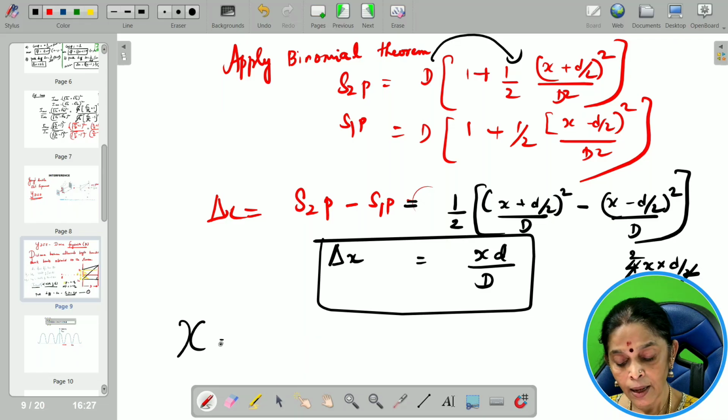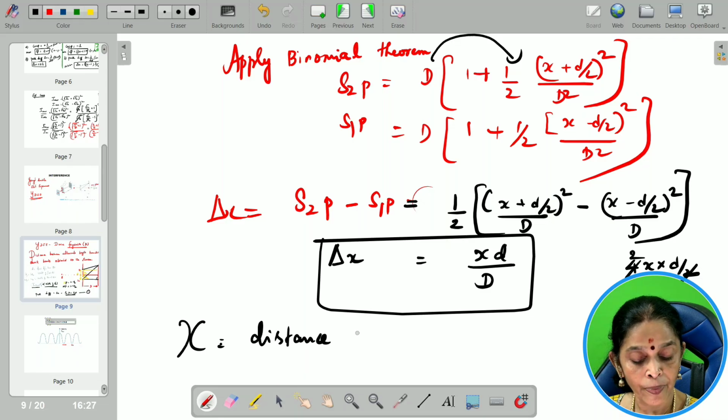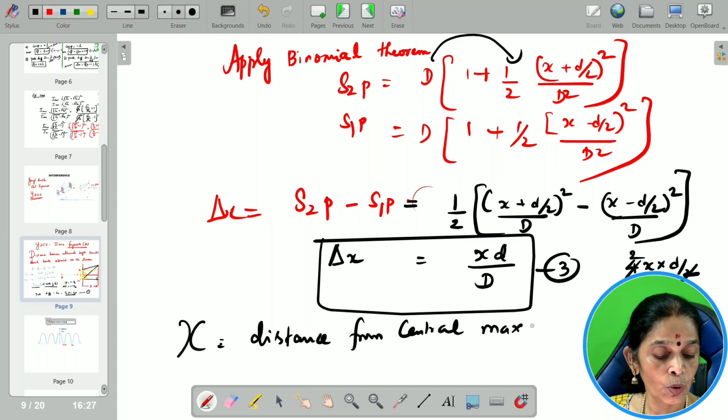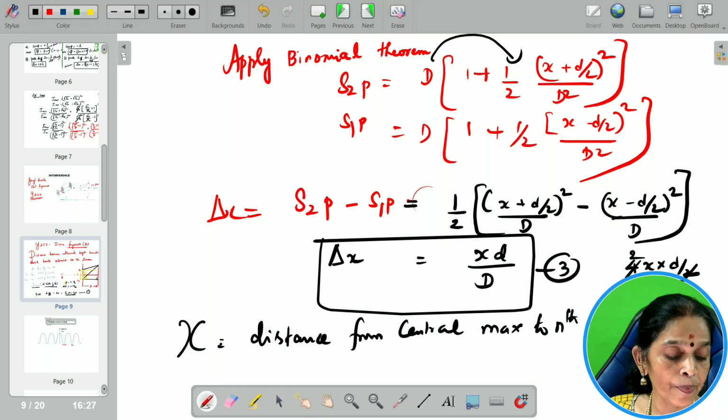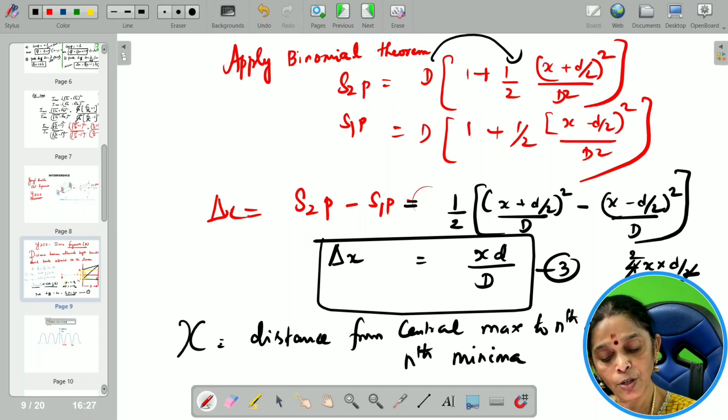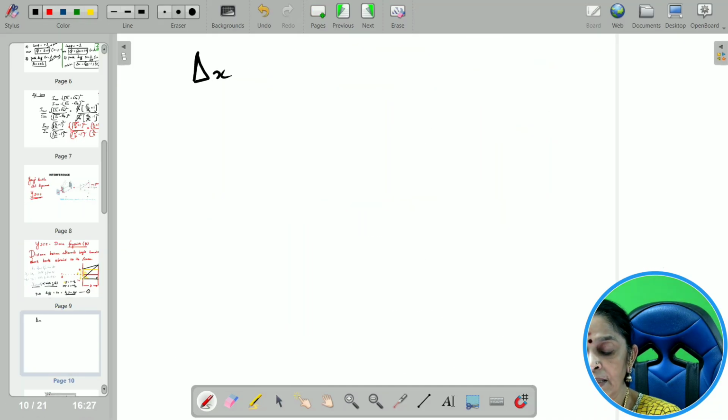What is x? x is the distance from the central maxima to the nth maxima or nth minima. Okay, so now we found that delta x is equal to x small d by capital D.